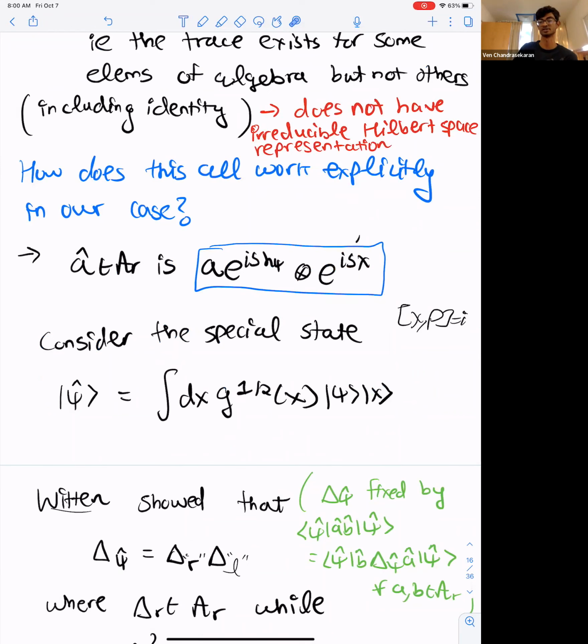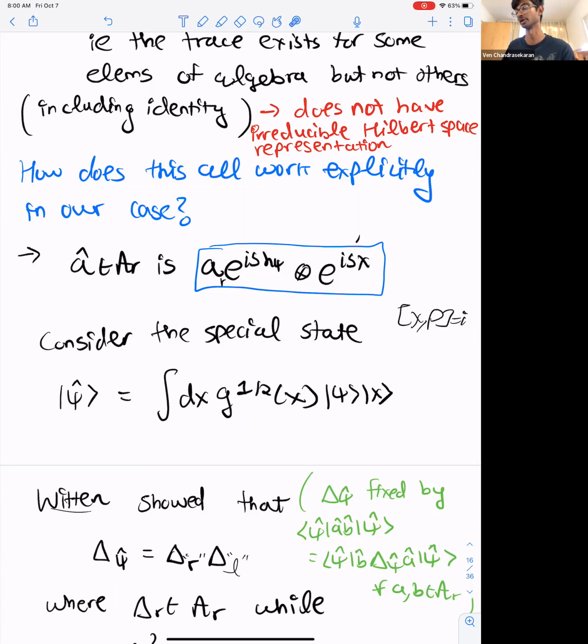Okay, so how does this work explicitly? How do we see that we have a type 2 algebra? We take an operator in the right cross product algebra. A basis element of this algebra will look like this. We have our operator from the original one-sided algebra A_R, and we multiply that by e^{iS h_ψ}, and then tensor product that with e^{iS x}. So that's what a generic basis element of this algebra looks like.